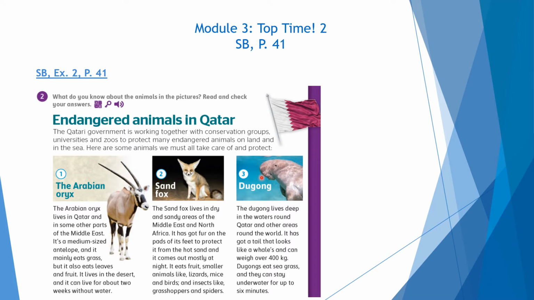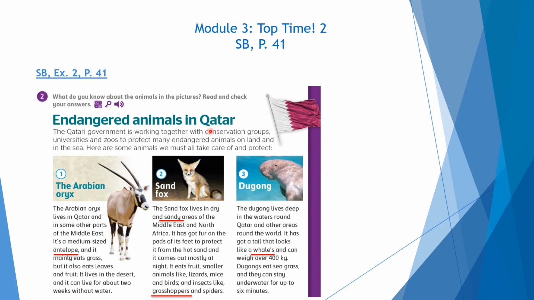First of all, I want you to underline some of the vocabulary we mentioned in exercise number 1. We have antelope, sandy, grasshoppers, and whale. Next, read along with the recording in order to answer exercise 2. What do you know about the animals in the pictures? Read and check your answers.